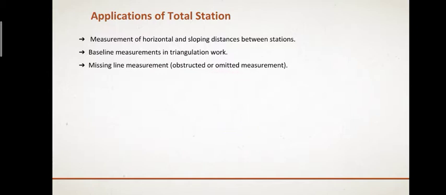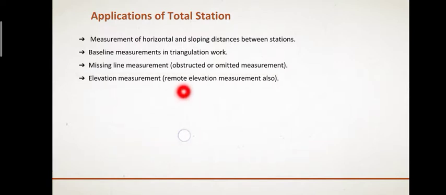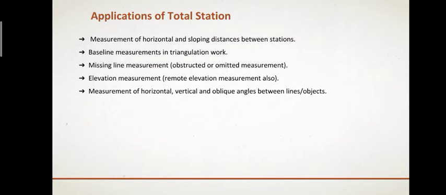It automatically calculates elevation of a measurement or the remote elevation measurements also. It's a point which is far away, whose elevation is to be calculated, which is visible. Far away means which is visible but not in direct axis. Measurements of horizontal, vertical and oblique angles between the lines and the objects, along the lines or the objects.